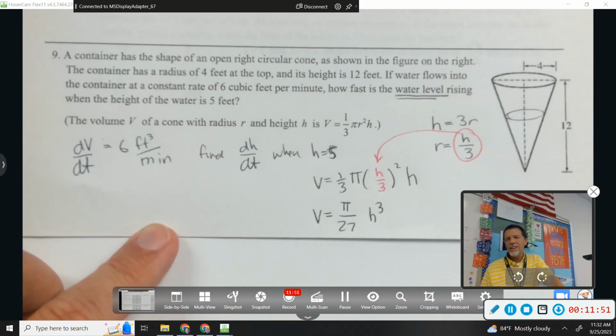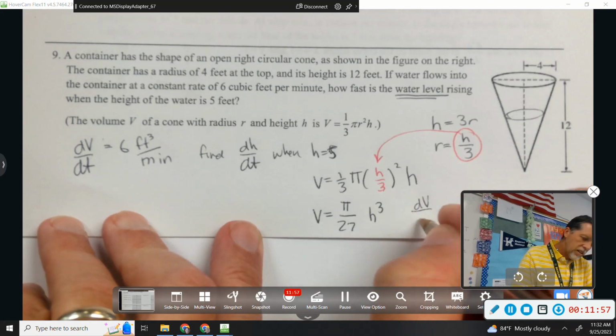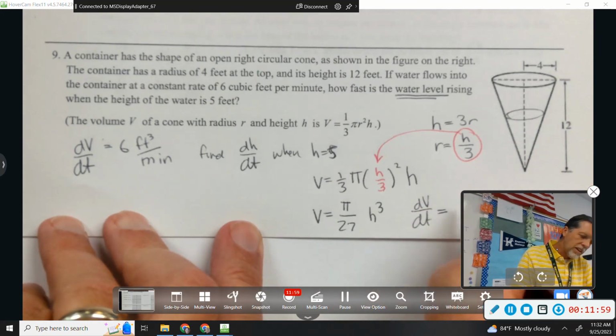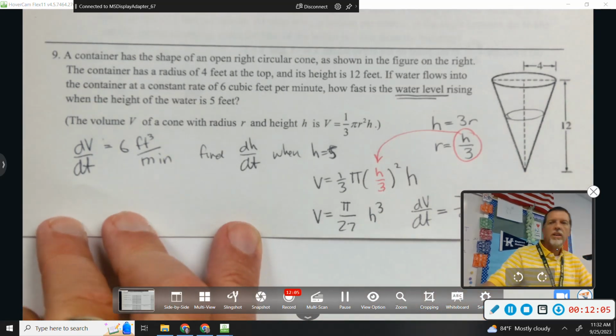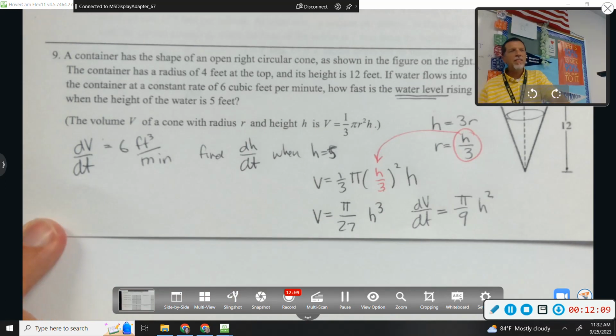Still really haven't done any calculus. I've been doing algebra to make my calculus easier. dV dt then is 3 over 27, which is 1/9, h squared. And if I stop there, I bet that's a multiple choice answer of whatever that is, h 25 pi over 9. But that's not right.